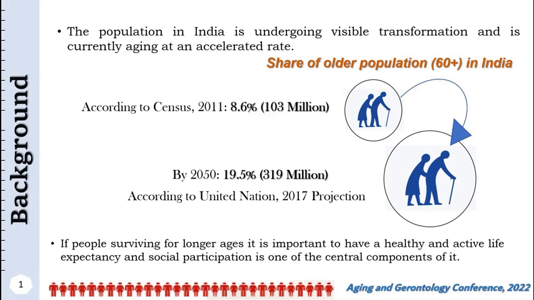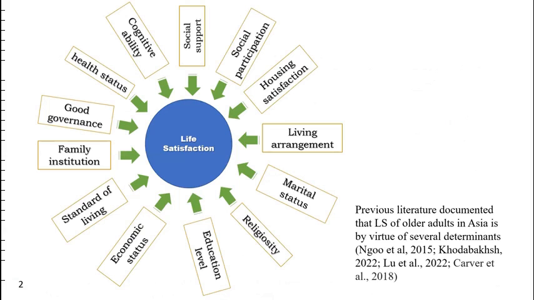Although people are living to longer ages, it is important to have a healthy and active life expectancy. Social participation is one of the components which will help for successful and healthy aging. Previous literature has documented that life satisfaction of older adults in India is shaped by several determinants like living arrangement, marital status, religiosity, education level, economic status, family institutions, health status, cognitive ability, social participation, and many more.